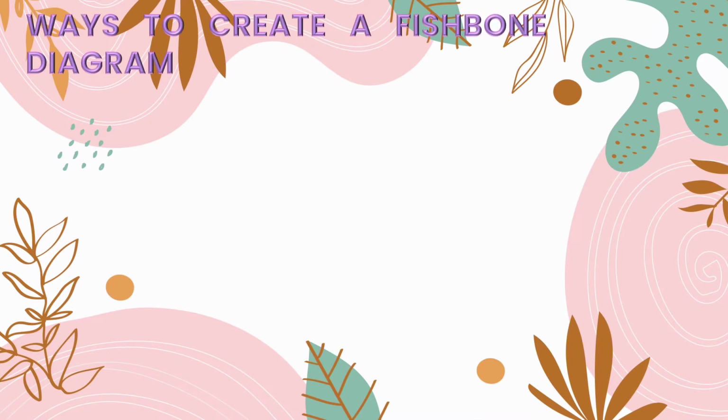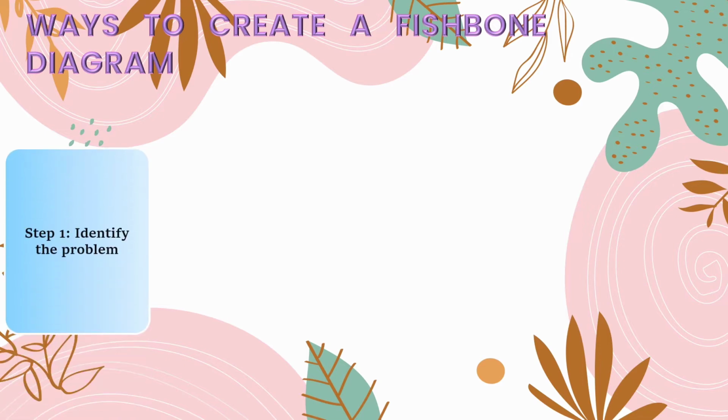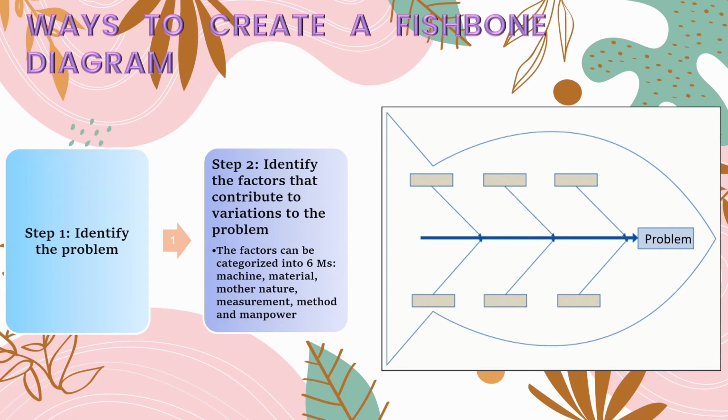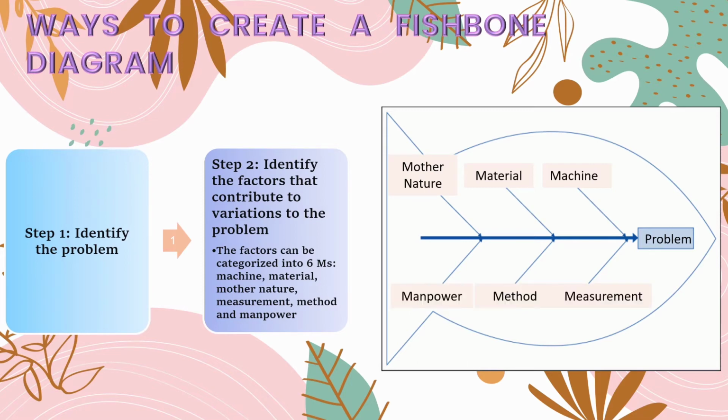Next are the ways to create a fishbone diagram. There are some steps to follow. Step 1. Identify the problem. The first step is to state the problem, which aspect to remedy, and it is usually done in the form of a question. Step 2. Identify the factors that contribute to variations in the problem. The factors can be categorized into 6M, that is machine, material, mother nature, measurement, method, and manpower.